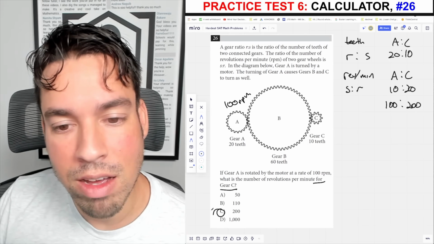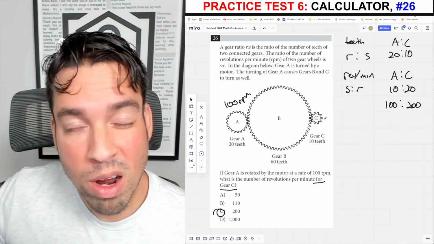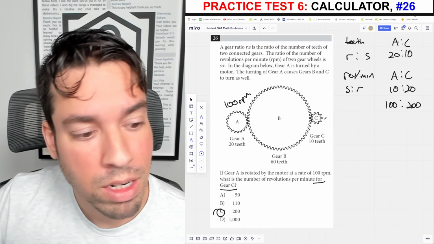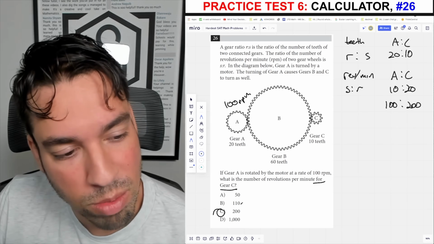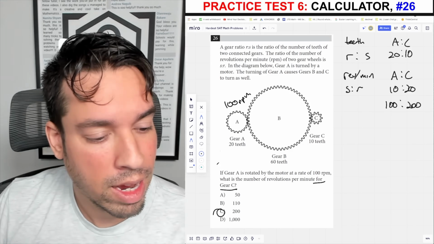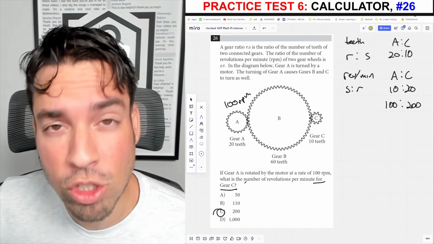Now I want to think about this logically. Does that make sense? Yeah, if it's a smaller gear with less gears, it's probably going to be spinning faster, right? If it's going at the same rate, it's going to have more revolutions per minute. So 200 makes sense. It can't be 110 or 110. I guess it could be because it's more, but it just doesn't seem like a large enough jump. And 1000 just doesn't seem logical because it would be so much faster.